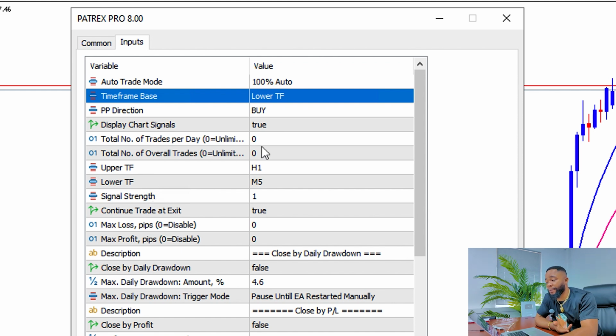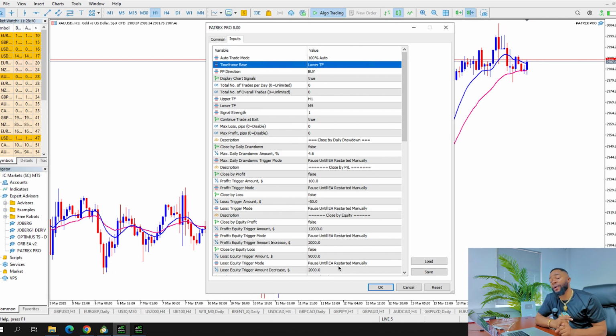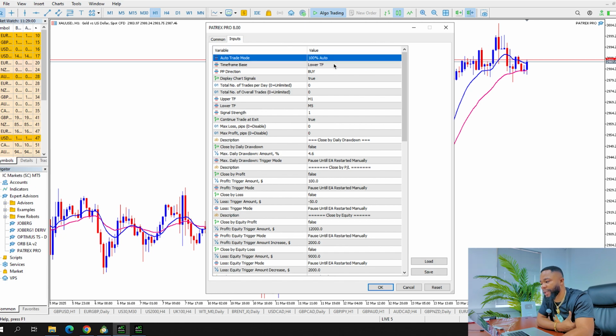Now, even personally, if you want to pass a prop firm account and you want to use Patrex Pro, you can always just put it on 100% auto. And when you put it on 100% auto, this is the section I want you guys to see. All right. So this is the Prop Firm settings. You can either use it on your prop firm account or you can use it on your private account. It's accepted by all prop firms. So talking about after this one, let's just say you put it on 100% auto.